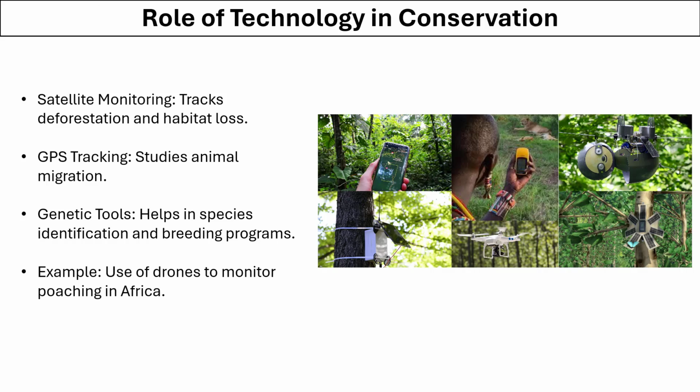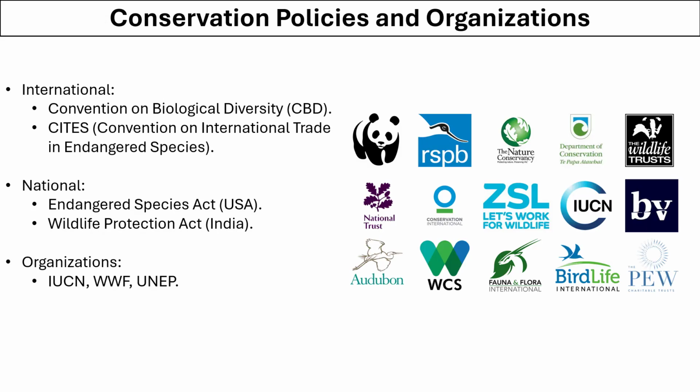For example, the use of satellite monitoring in tracking deforestation and habitat loss, GPS tracking for studying animal migration, and genetic tools that help in understanding species, their identity, and their breeding programs. The use of drones for monitoring poaching activities in Africa has significantly helped in conserving the biodiversity in that area. Here are examples of major conservation policies and organizations that have been making attempts at conserving wildlife and biodiversity.